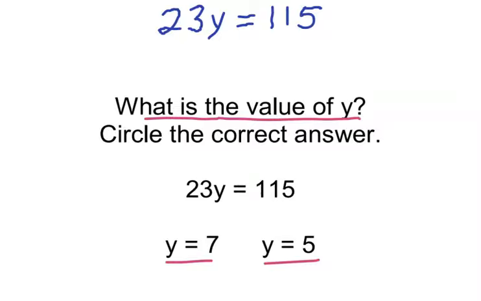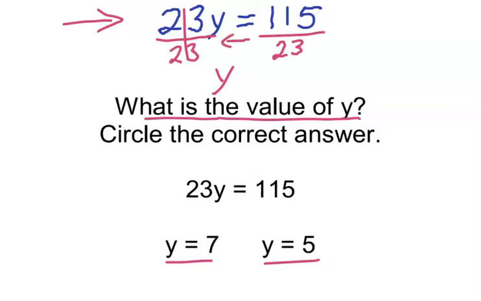So once again, if we're looking up here on top, we have 23y equals 115. So we're going to divide both sides by 23. And why are we dividing? Well, 23 and y right next to each other means multiplication. And I always say that you're going to do the opposite operation to solve. Okay, so 23 goes into 23 one time. So we're just left with 1y on this side of the equal sign. Okay, so that's all we have there.